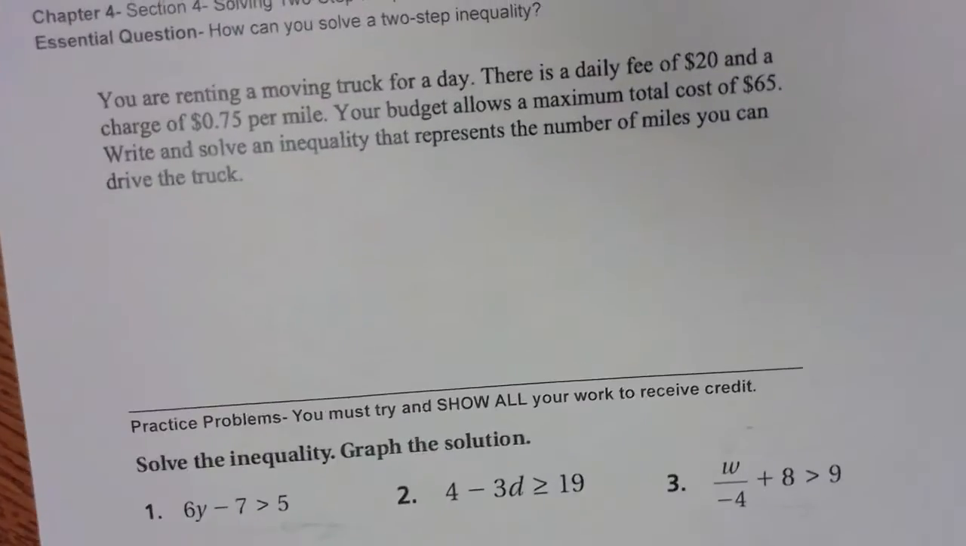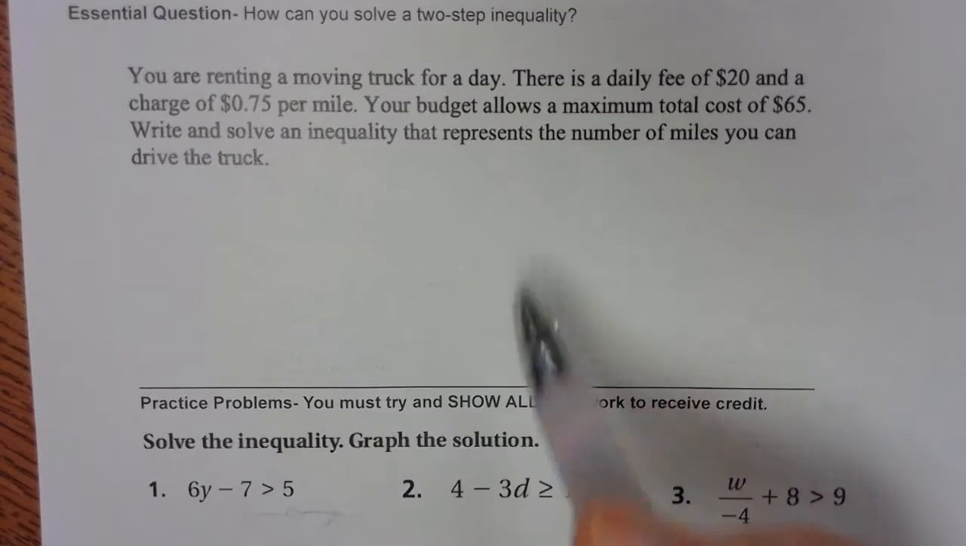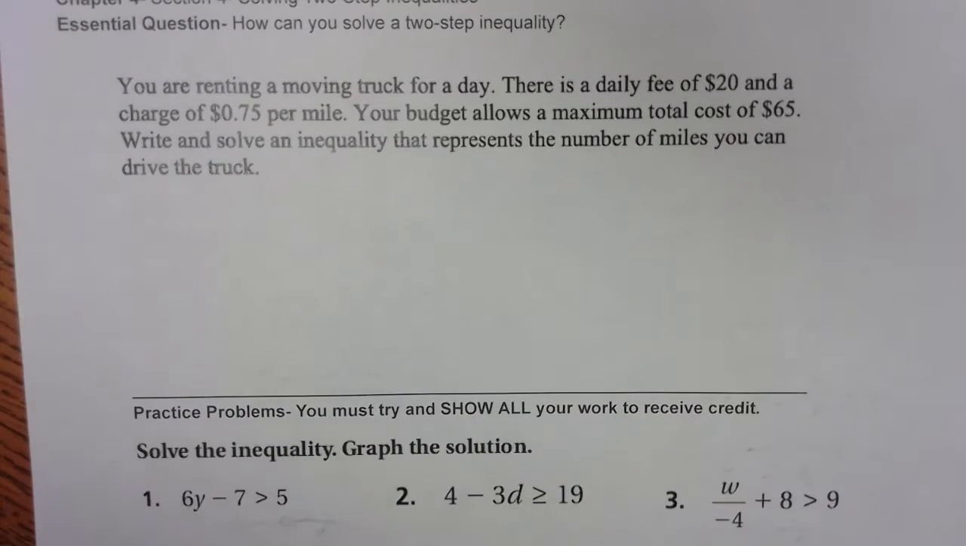So this time we were setting up an inequality, but we got a word problem. So it says you are renting a movie truck for a day. There's a daily fee of $20, and a charge of 75 cents per mile. Your budget allows a maximum total cost of $65. Write and solve an inequality that represents the number of miles you can drive the truck.